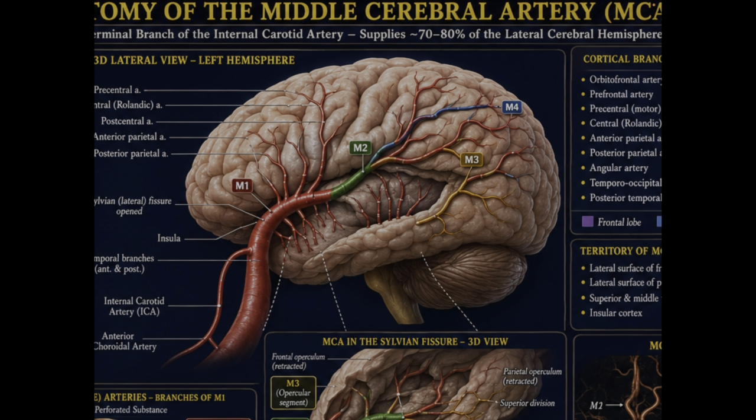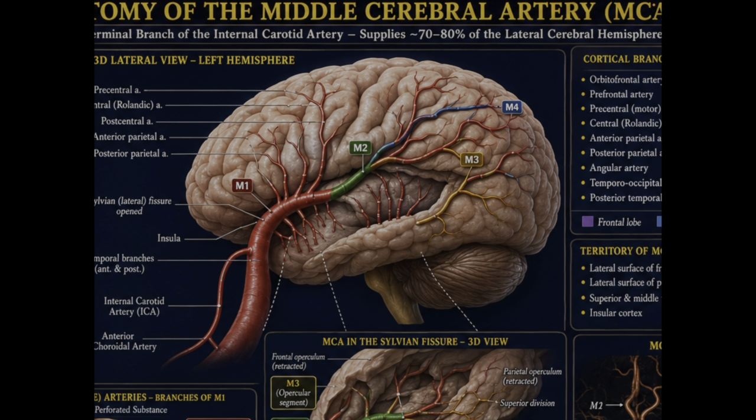The superior division predominantly supplies the frontal lobe, including the primary motor cortex for the face and upper limb, the premotor cortex, the frontal eye field, and Broca's area in the dominant hemisphere.